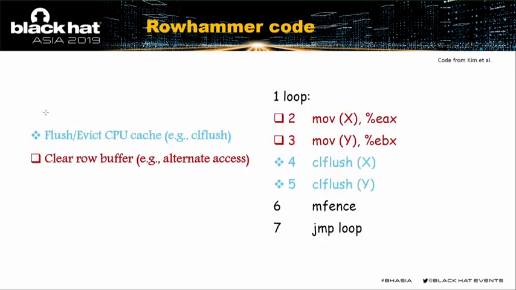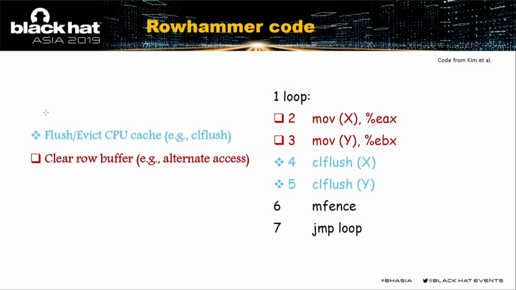The critical Rowhammer code written by Kim is placed on the right side. We assume that x is in row n+1 and y is in row n-1. To induce bit flips in row n, we must access x and y in a loop. And inside this loop, we need to flush the cache of x and y, and also the row buffer where x and y reside.